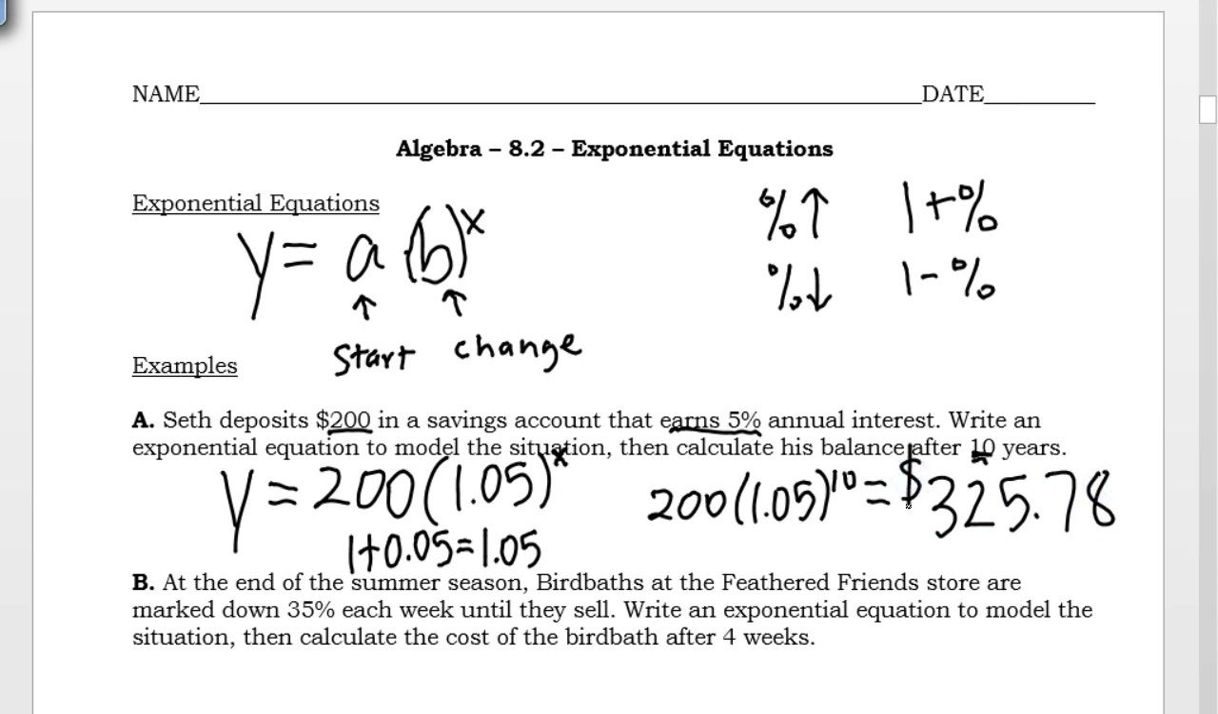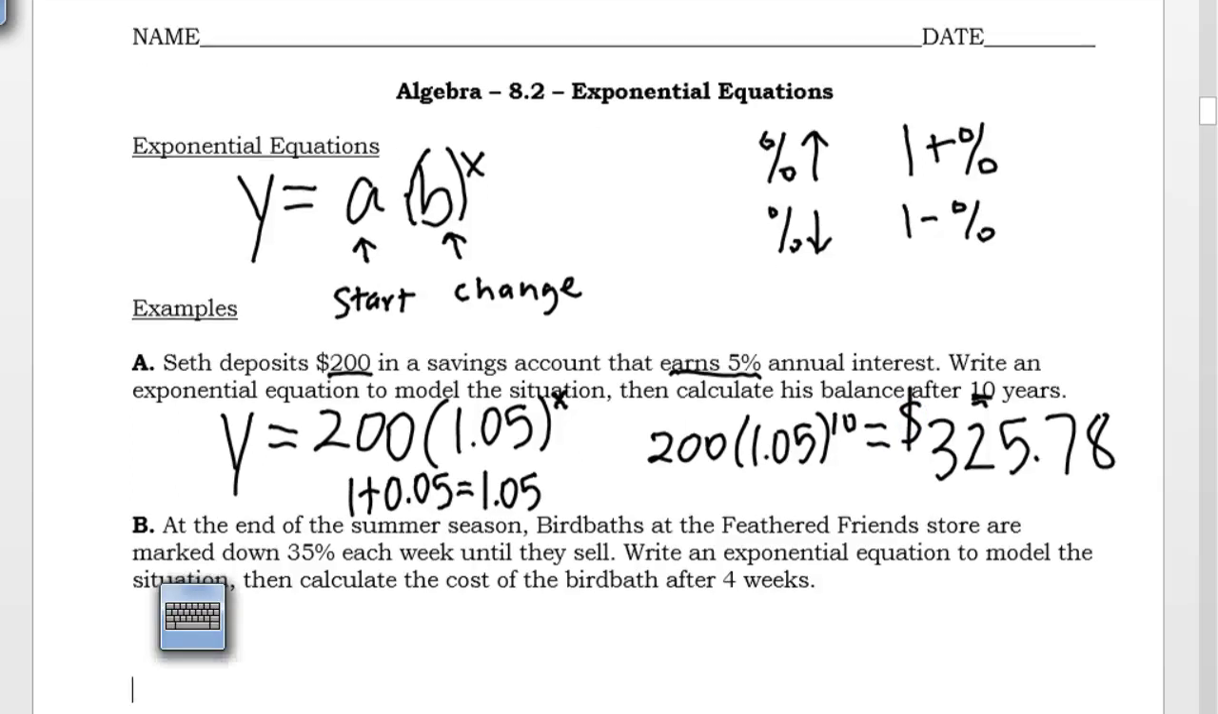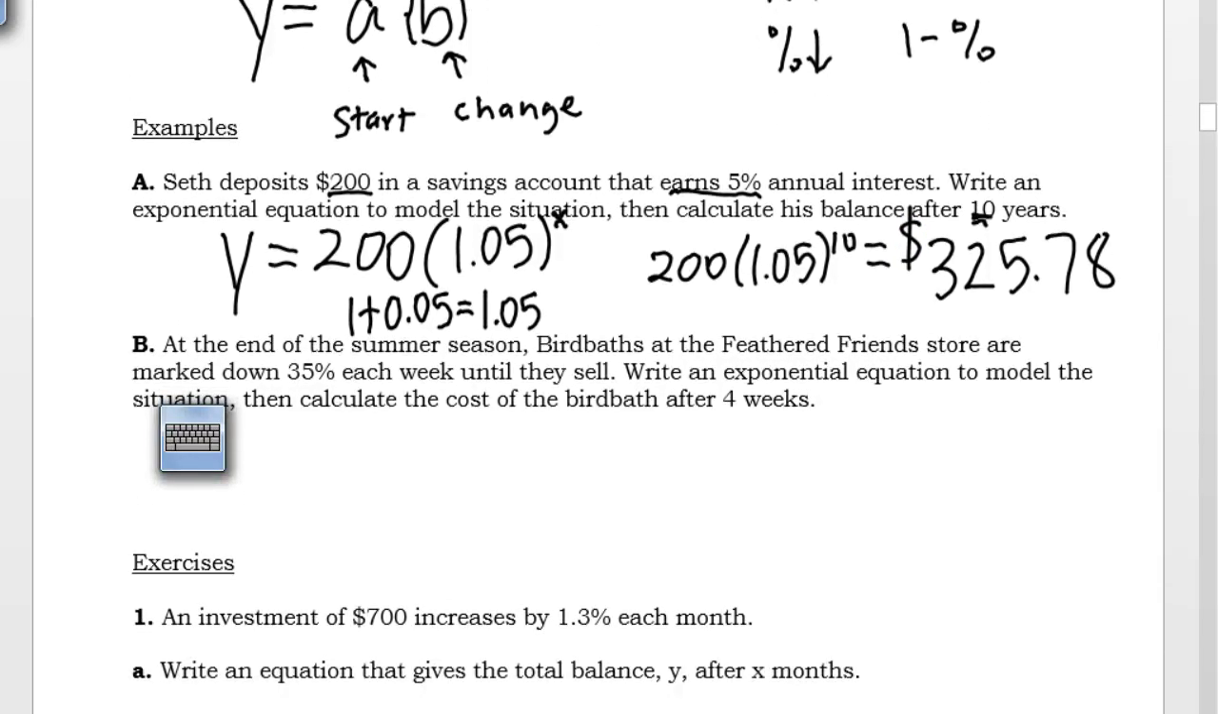Example B. At the end of the summer season, bird baths at the Feathered Friends store are marked down 35% each week until they sell. Write an exponential equation to model the situation, then calculate the cost of the bird bath after 4 weeks. Well, here's the original cost of a given bird bath. And then we're going to mark it down 35%. So my start then will be $35.99.